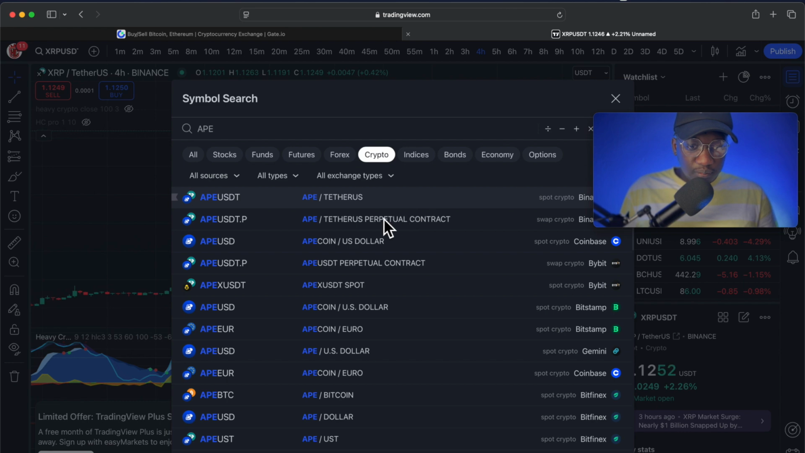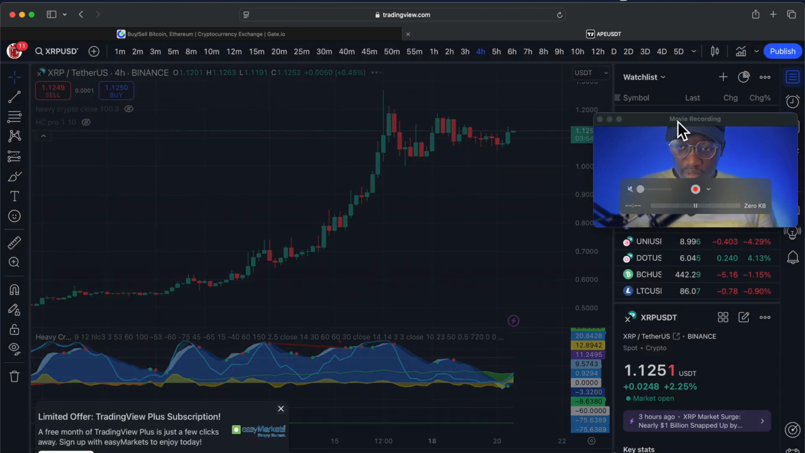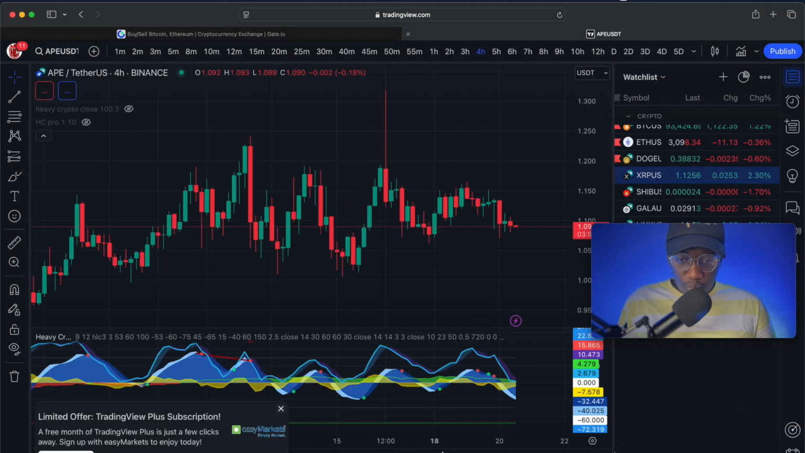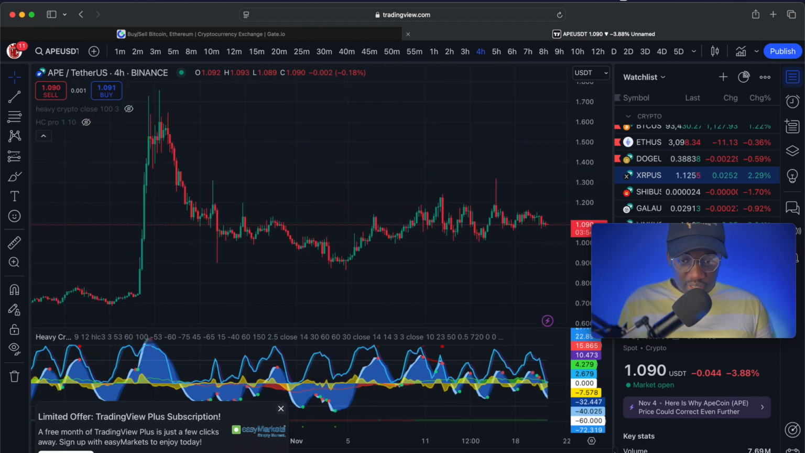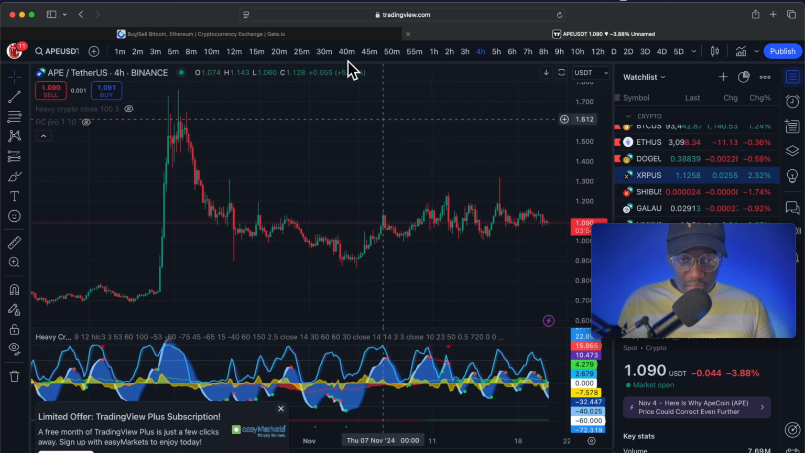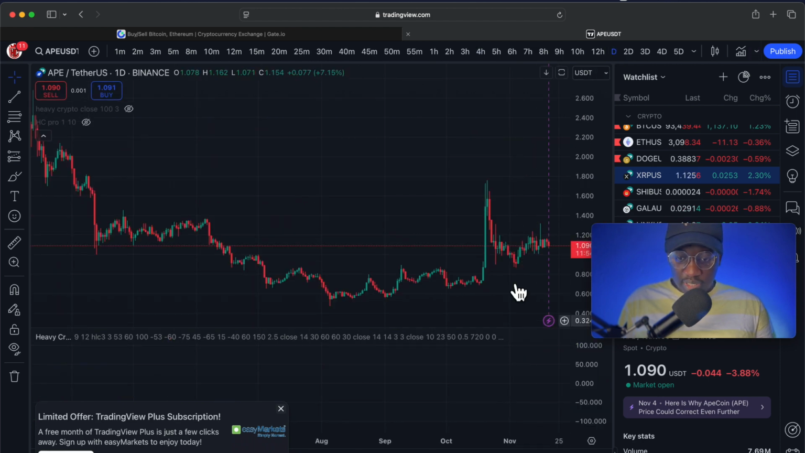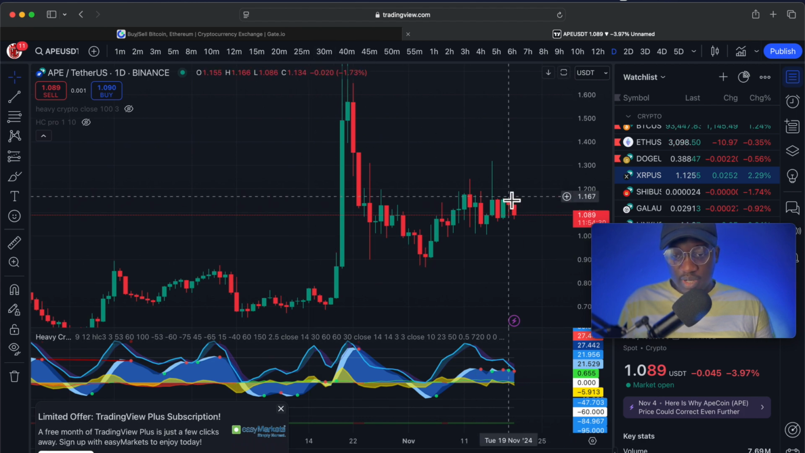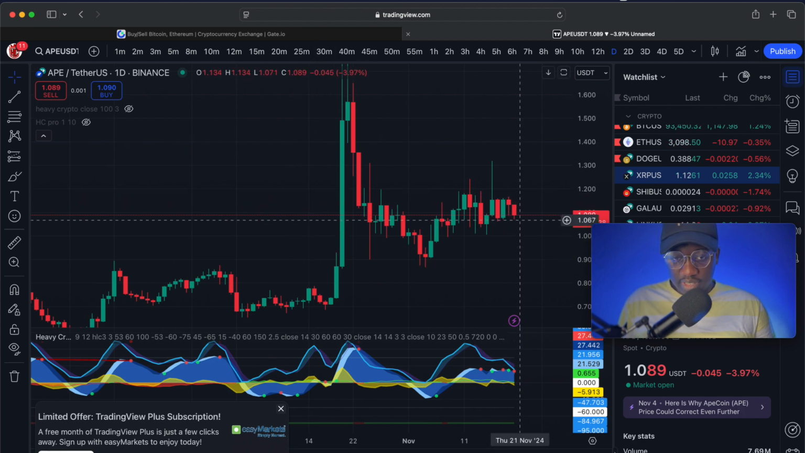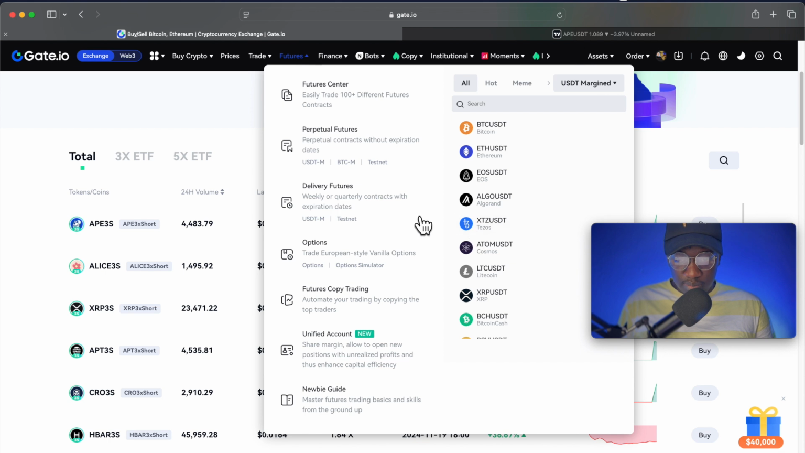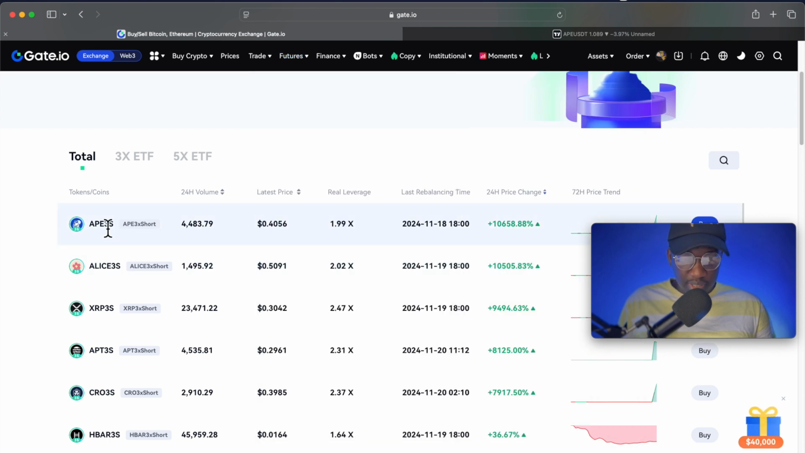App like this. Let's take a look at it. Boom. Wow, this is crazy. So you can see that app has gone down. All right, you can see this whole thing here has gone down. Let's take a look at daily. You can see that it was up right here, and then it has been going down. That's why today it has pumped at least 10,000%.